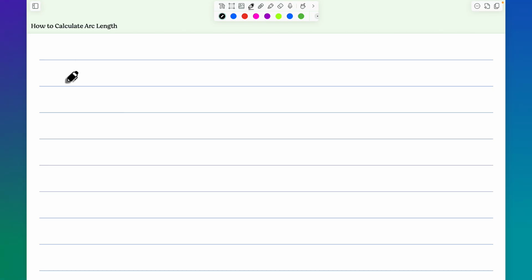Actually, before we jump into the examples, let's remind ourselves. In the first video, when we introduced the radian, we said the radian theta, and this only works if your angle is in radians, is a ratio of your arc length to your radius. So if we're calculating arc length, which is S, we need to multiply both sides by R. That means S is going to be equal to R multiplied by theta.